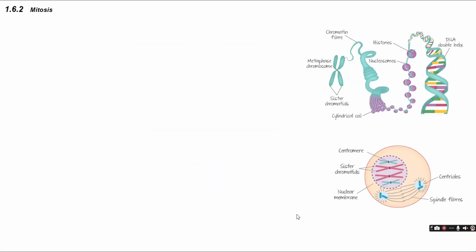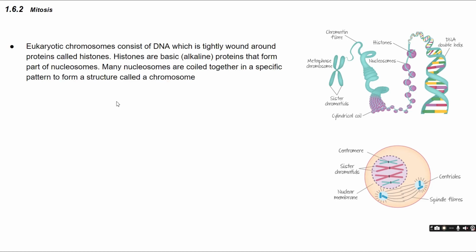So mitosis. There are different parts to mitosis. First of all, eukaryotic chromosomes consist of DNA, which is tightly wound around proteins called histones. These little proteins are called histones, the purple thing. They're proteins that form part of nucleosomes. We see here these are nucleosomes, DNA wrapped around histones. And these many nucleosomes coil together to form a pattern which forms a structure called the chromosome.